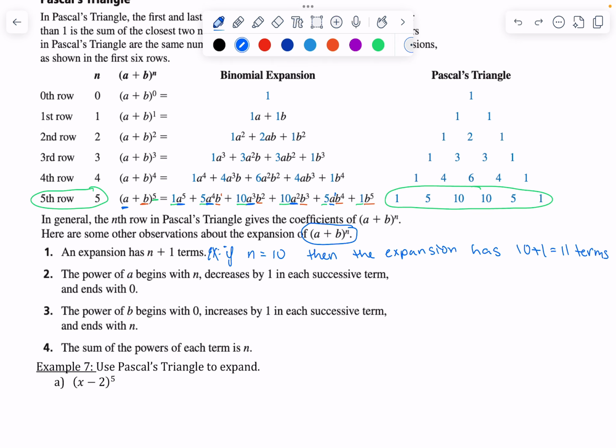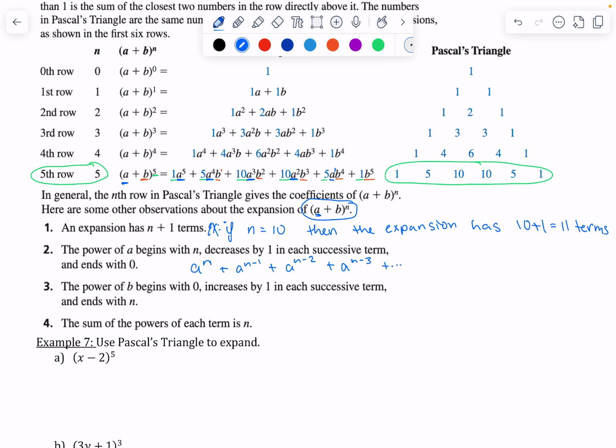Then you take the first term of the parentheses, in this case it would be a, and you start with the power of n, and then for each term you just decrease by 1, and so on. And then you take the second term of the parentheses and you do the same thing, but you start from the opposite end. So you start with b to the 0, then b to the 1st, then b to the 2nd, then b to the 3rd, b to the 4th, and so on.